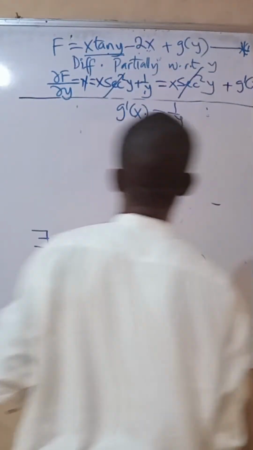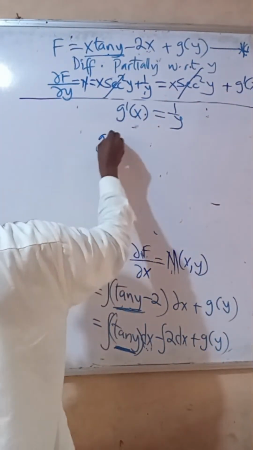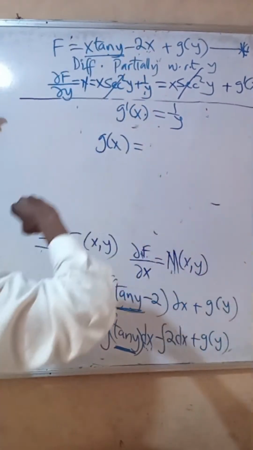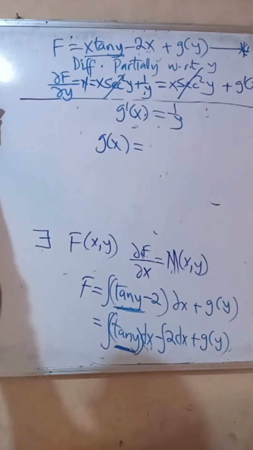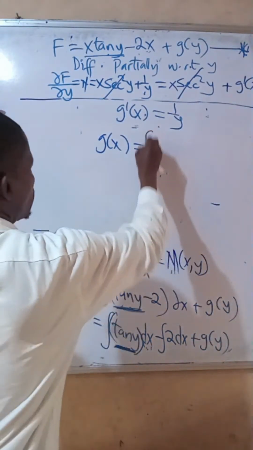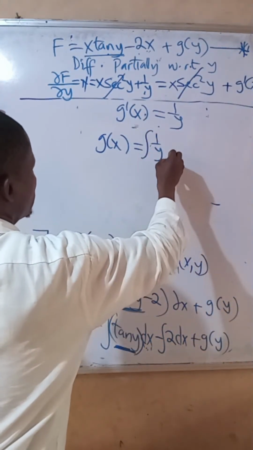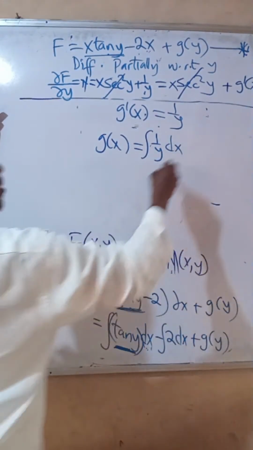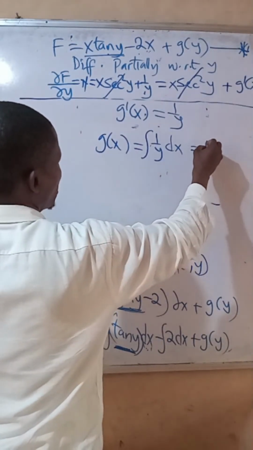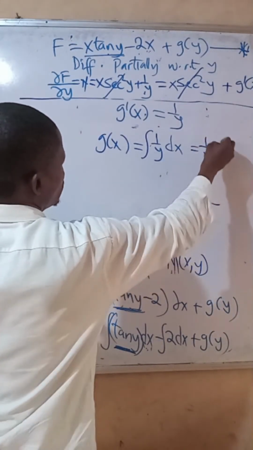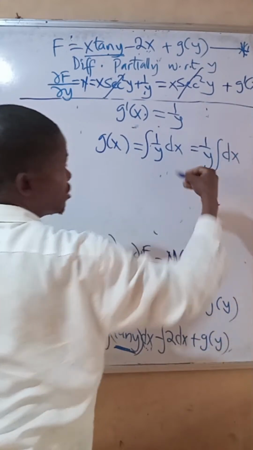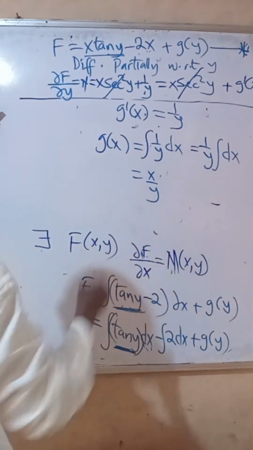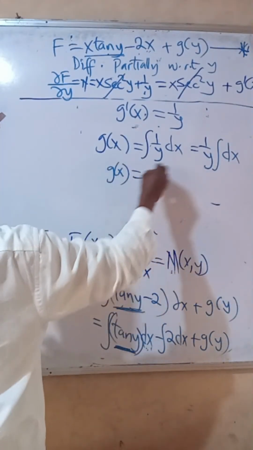So integrate both sides. If you integrate both sides, g of y is equal to the integral of 1 over y. So 1 over y is a constant. You keep that one outside, you're only integrating your dx. So that is equal to x over y, as your g.